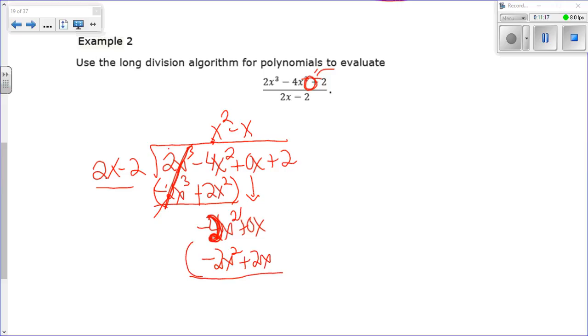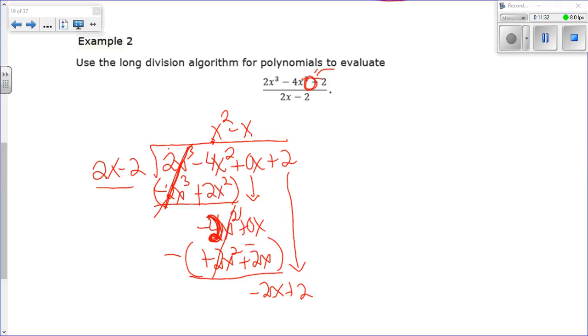So again, I need to subtract. I have to subtract the whole polynomial, so I have to change everything to its opposite inside. So the 2x squareds cancel each other out, and then this is just negative 2x. And then I bring down my plus 2.